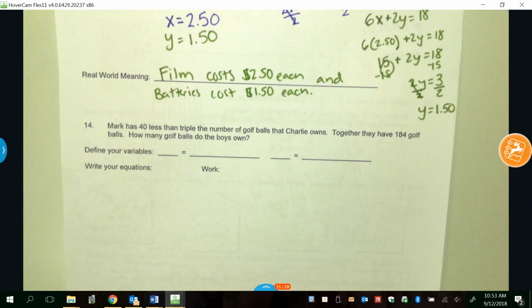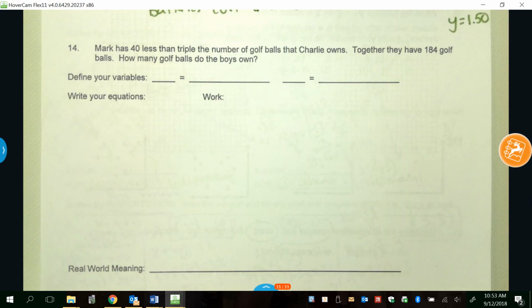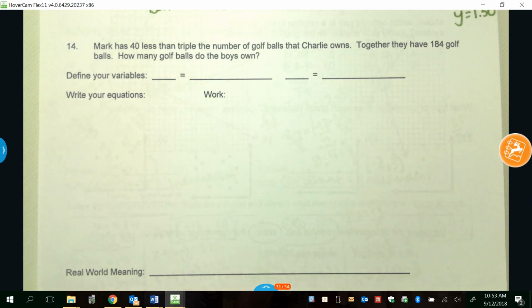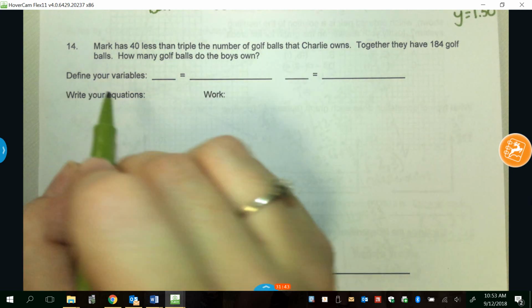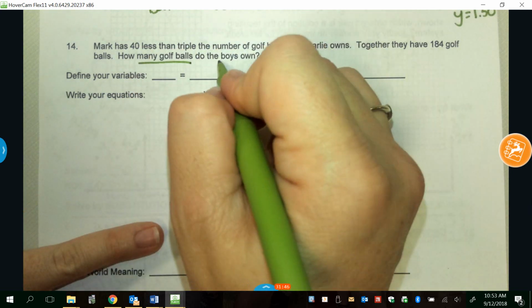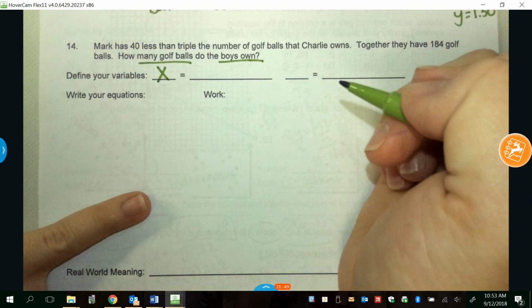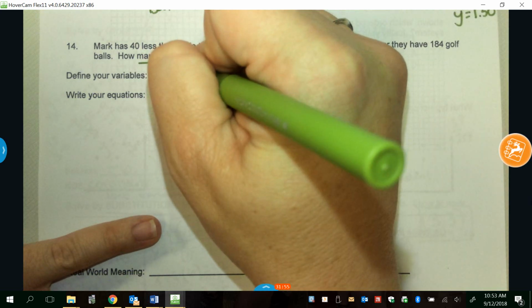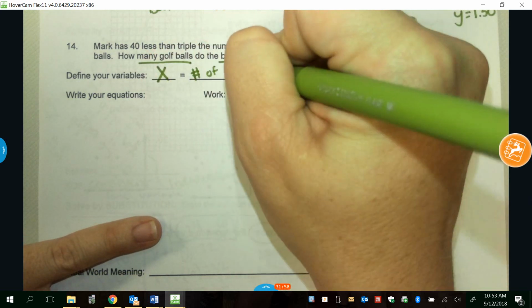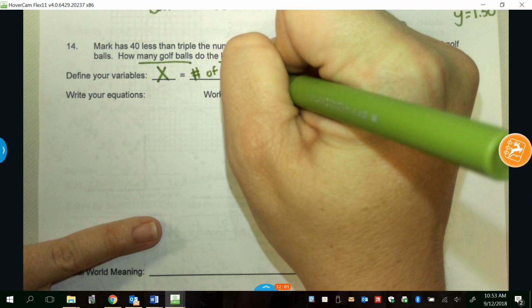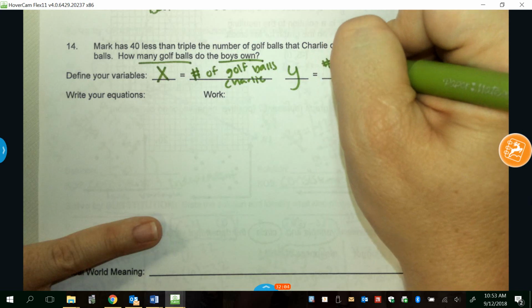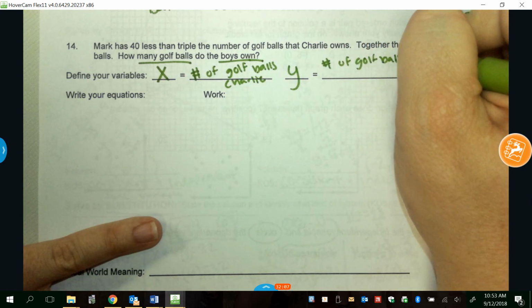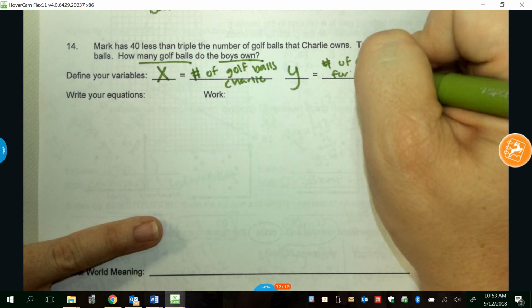Okay, let's look at number 14. It says Mark has 40 less than triple the number of golf balls that Charlie owns. Together they have 184 golf balls. How many golf balls do the boys own? So again, when we define our variables, X could be the number of golf balls for Charlie, and Y can be the number of golf balls for Mark, because those are our two people.